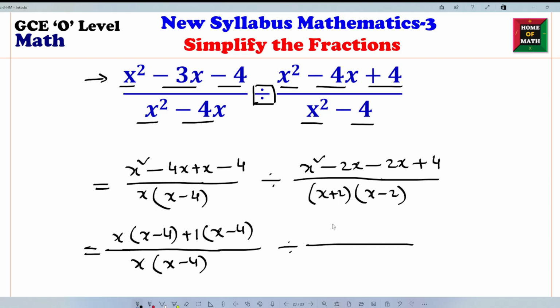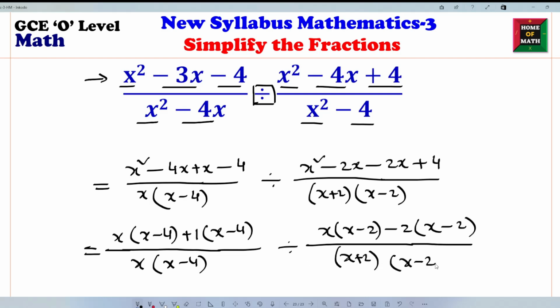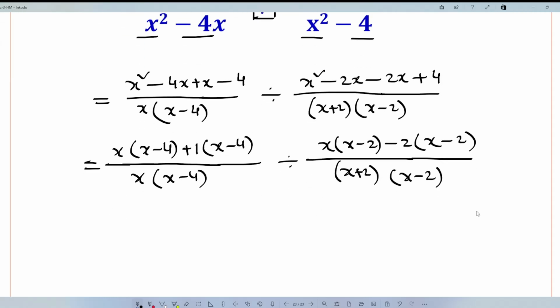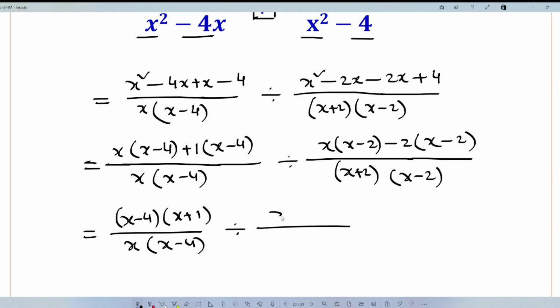Divide. Here is x − 2, take common −2, x − 2. Divide (x + 2) and (x − 2). Okay, so now we can take common x − 4. So here is x + 1, again x − 4. Divide (x − 2)(x − 2), (x + 2)(x − 2).